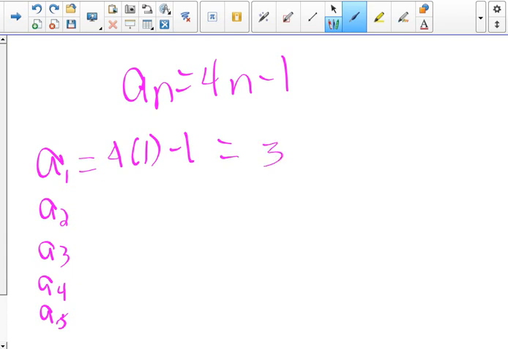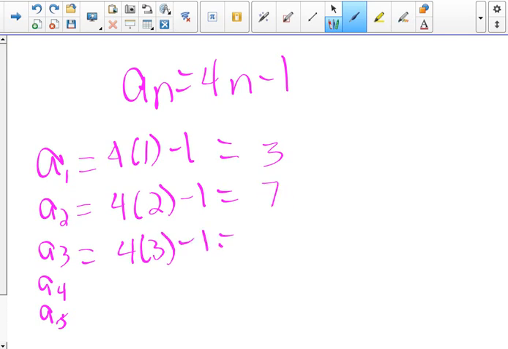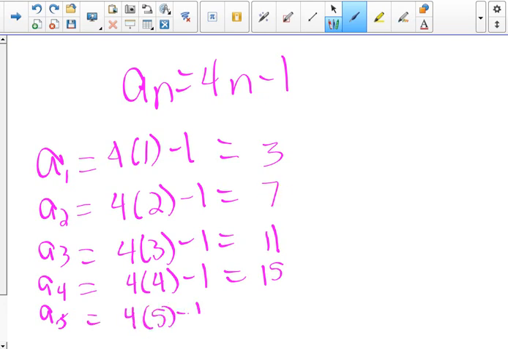3. Very good. And for the second term, we're going to have 4 times 2 minus 1, which is 7. And then for the third term, we're going to have 4 times 3 minus 1, which is 11. It's 12 minus 1, 11. And then for the fourth term, 4 times 4 minus 1, which is 16 minus 1, which is 15. And then for the fifth term, we're going to have 4 times 5 minus 1, which is 20 minus 1. Okay, so that's how you do these.